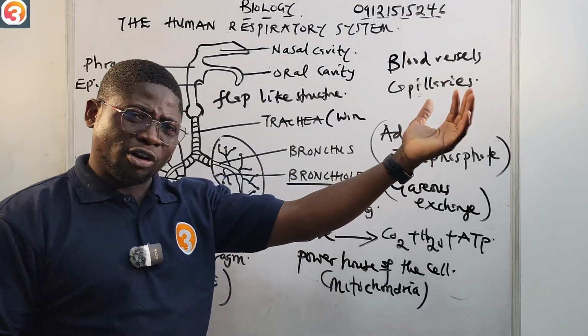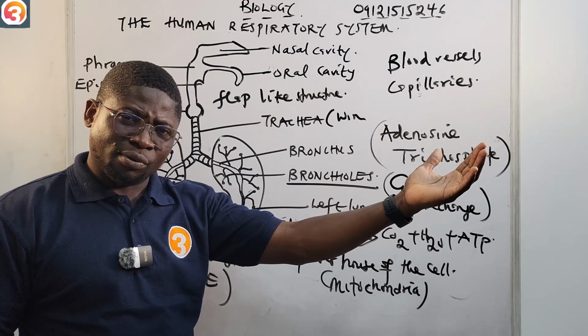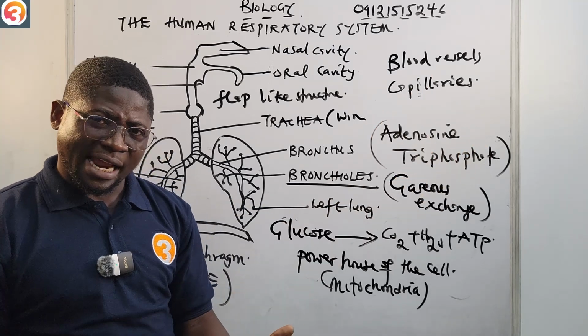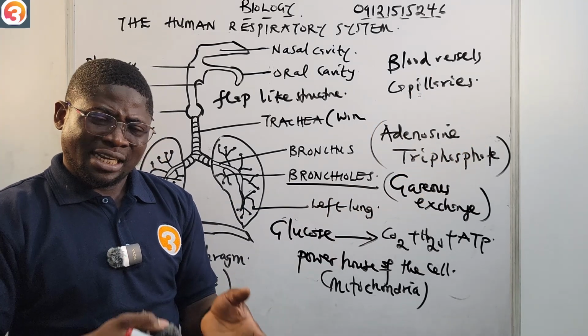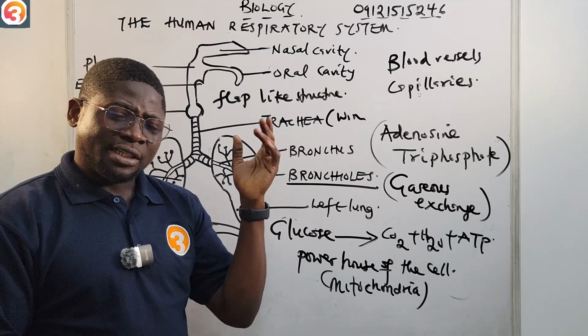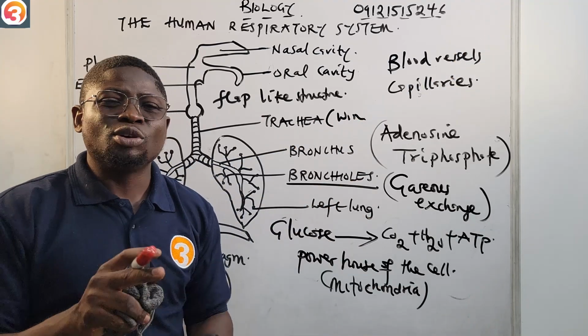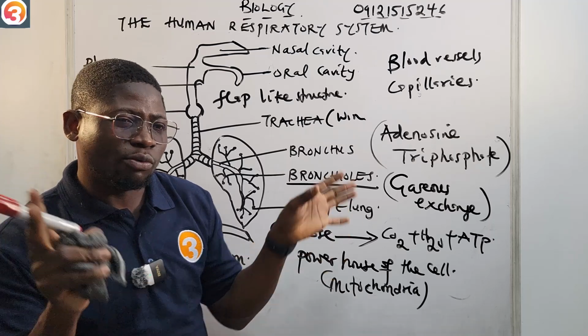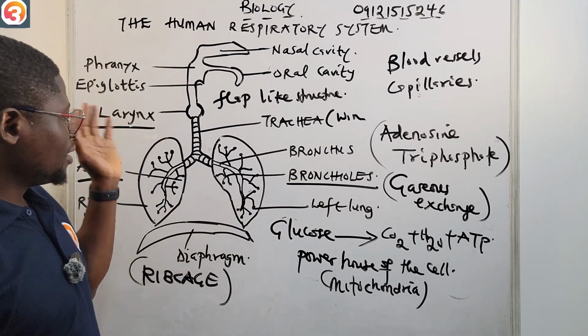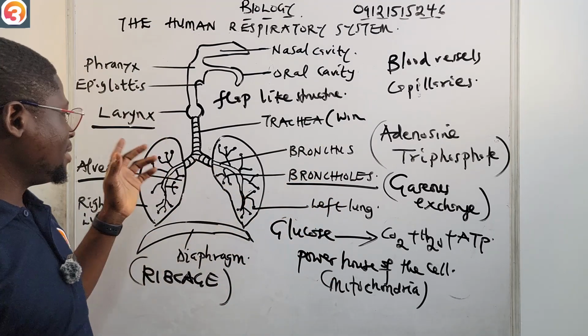So as the deoxygenated blood comes to the alveoli, because it is rich in CO2, it gets to the alveoli. The oxygen will go into the bloodstream, and the CO2 that is not needed will be expelled out through the same mechanism. So from the alveoli, the CO2 is now present in the alveoli.